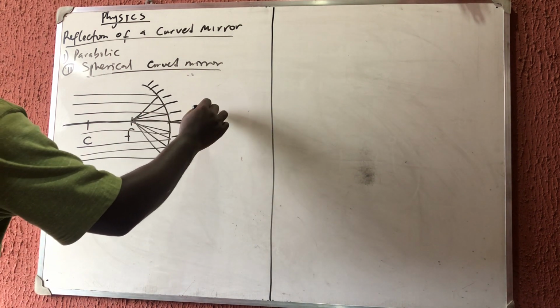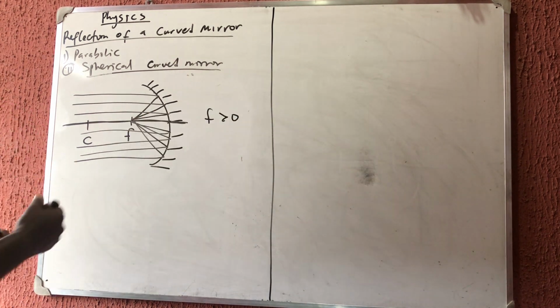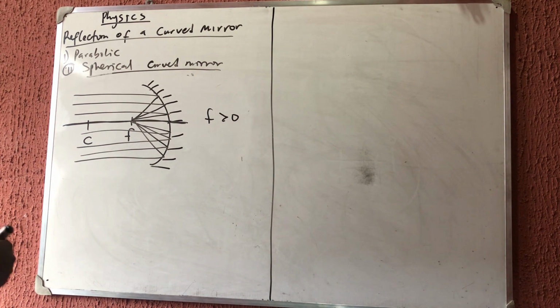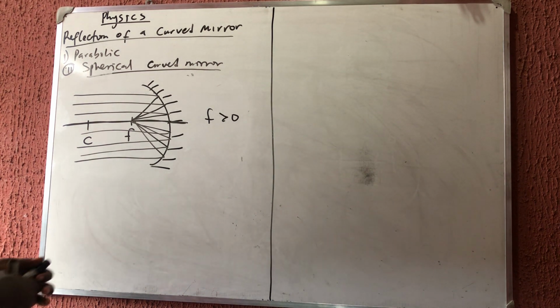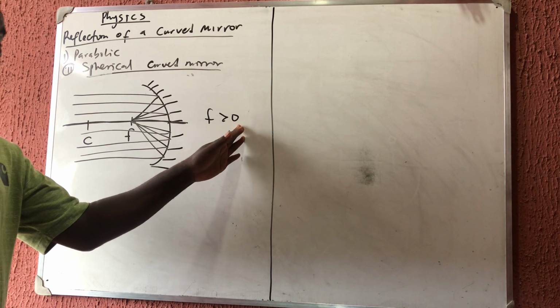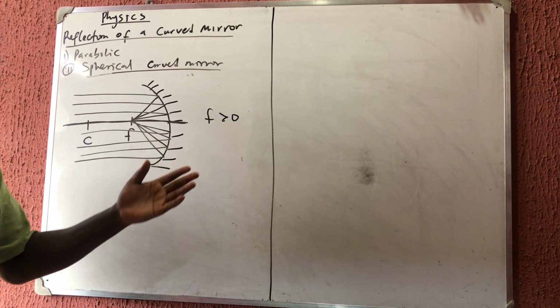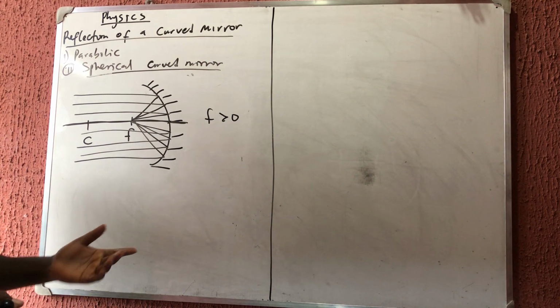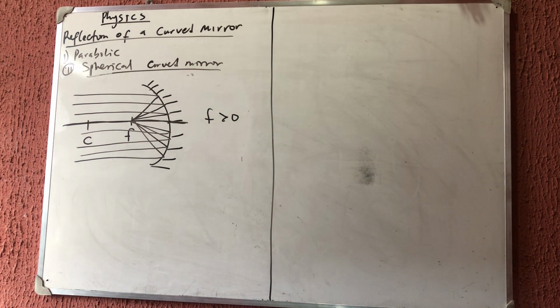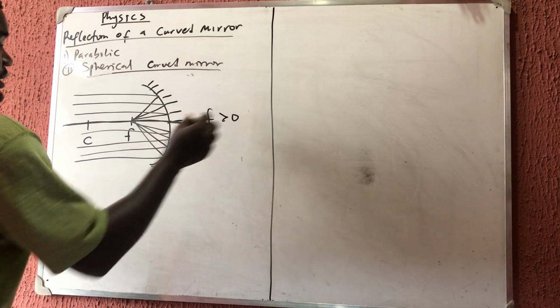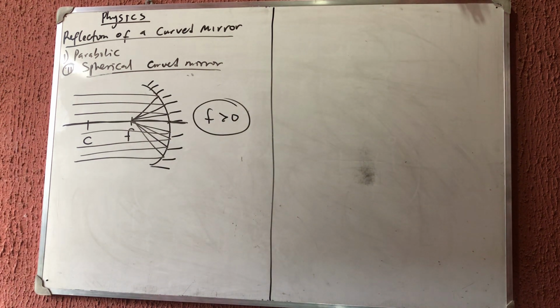That is what made the focal length positive. The focal length of a concave mirror is positive. I hope you know that anything greater than 0 means positive. Name any number that is greater than 0, it is always positive. So the focal length is positive for a concave mirror, right?